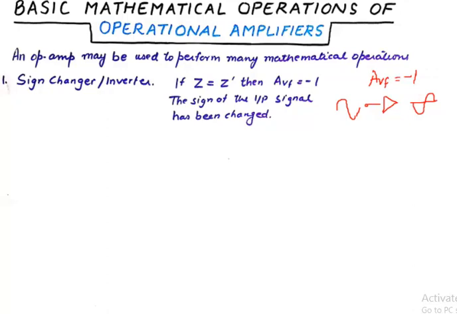Alright, so that's pretty simple, that we need to keep both the impedances, the input impedance and the feedback impedance, to be exactly equivalent to the same. And the key point here is both the impedances need to be resistive. Z and Z dash, they are resistive in nature when we talk about the sign changing or the inverter operation.